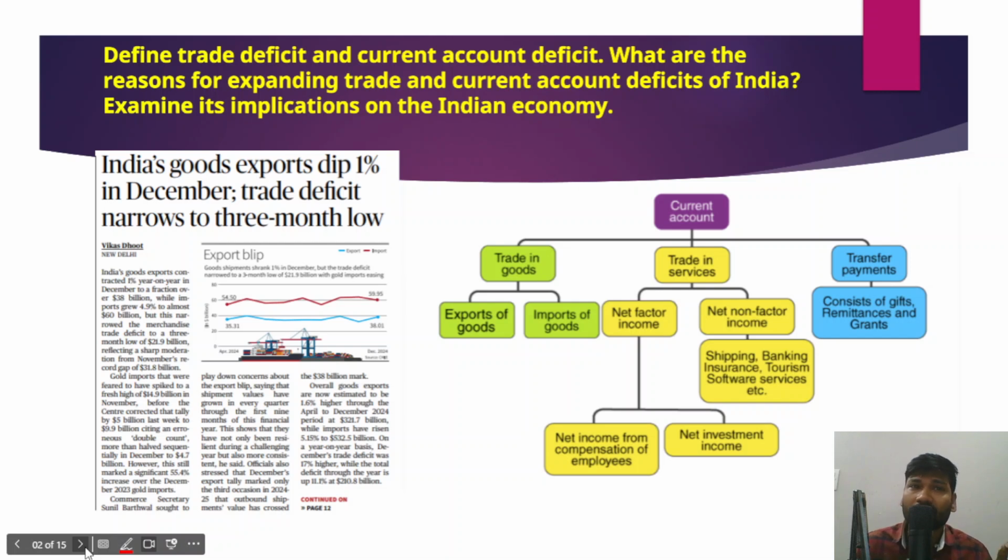So the question is, define trade deficit and the current account deficit, and what are the reasons for expanding trade and current account deficits of India, and then examine its implications on the Indian economy.